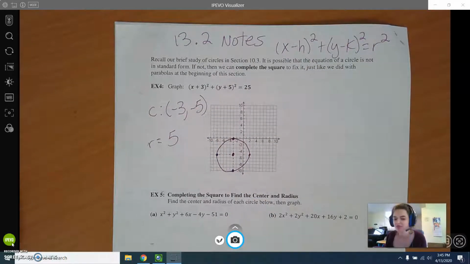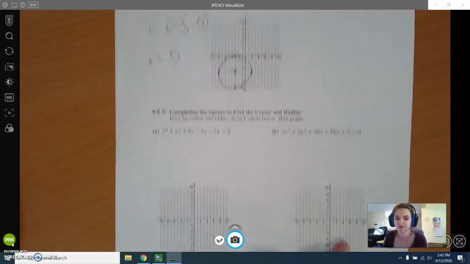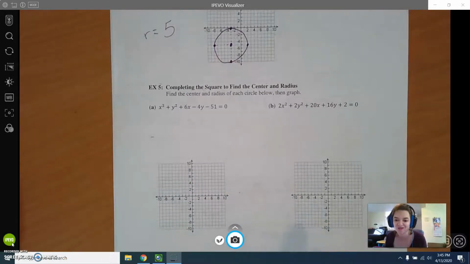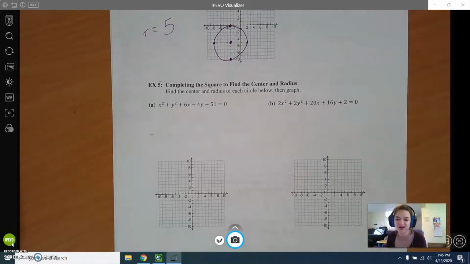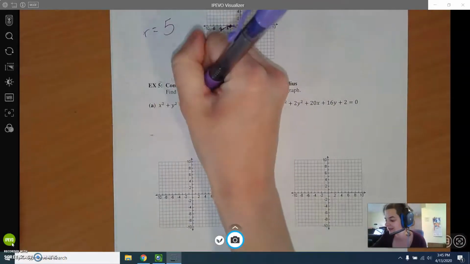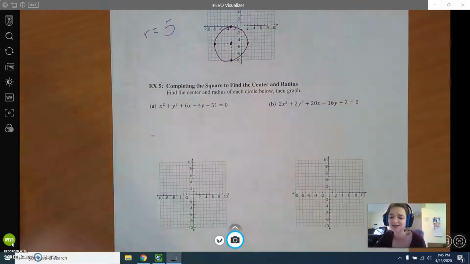So using that information, what happens if we're in standard form? Well, we get to complete the square again to find our center and radius. Okay, so it's another application for completing the square. It's something else that we can use it for. So to complete the square, first thing I'm going to do is just get my x's together, get my y's together, and get set up and ready to complete the square.